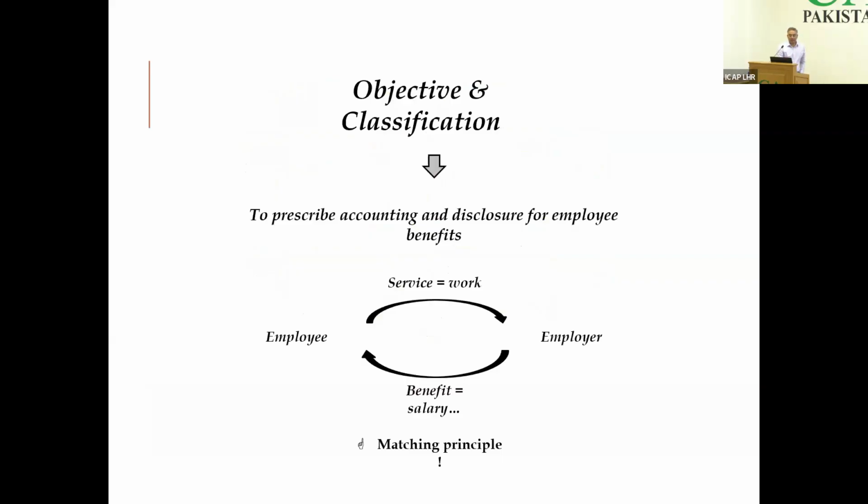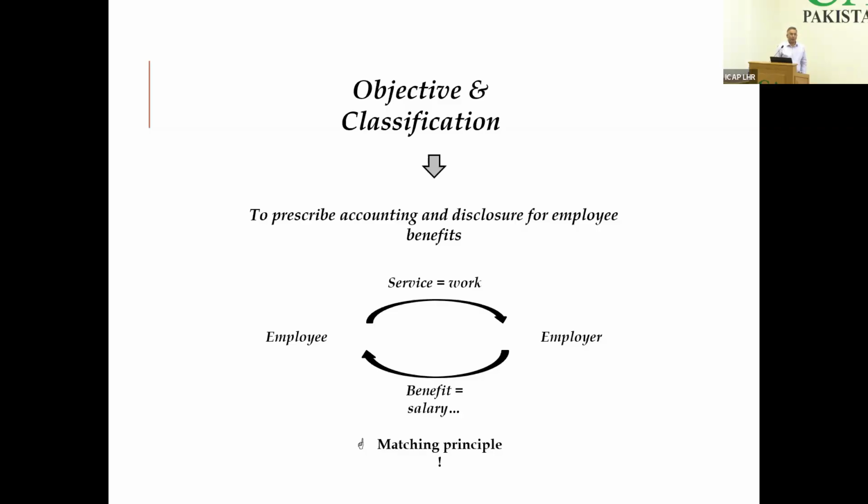First of all, we have the objective of this standard: to prescribe accounting and disclosure for employee benefits. Okay ji, prescribe accounting and disclosure for employee benefits. And then it's a relationship between employee and employer. And what we are going to address in this IAS is basically employer accounting.